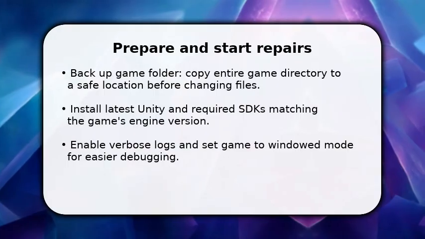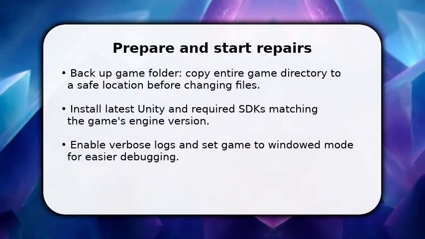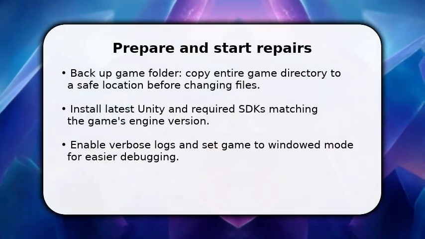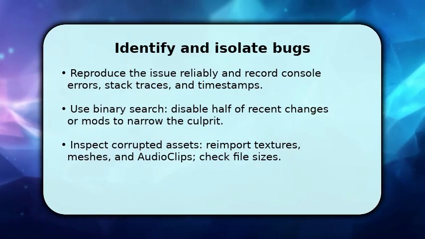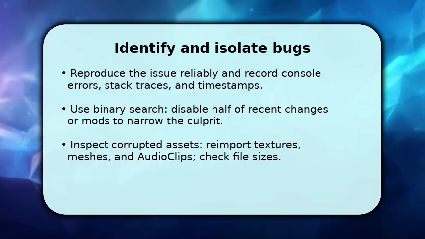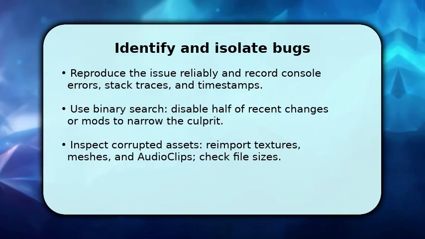pause quickly. You'll start with reproducible steps, so make sure to note the exact action that triggers the bug before changing code or assets. You reproduce the bug consistently and capture console output, stack traces, and timestamps for context. Then apply a binary search approach. Disable half of recent changes, mods, or custom assets to isolate the problematic area quickly.